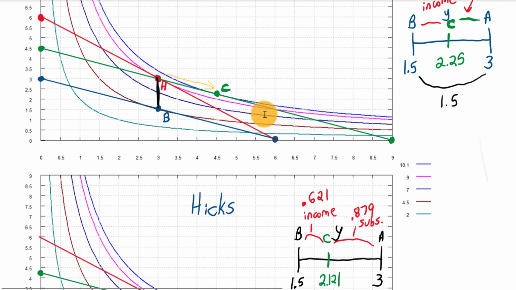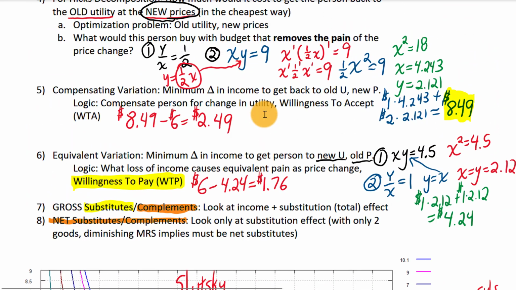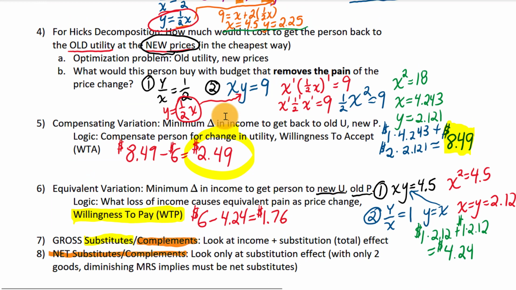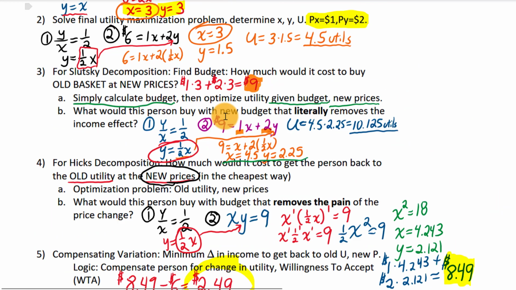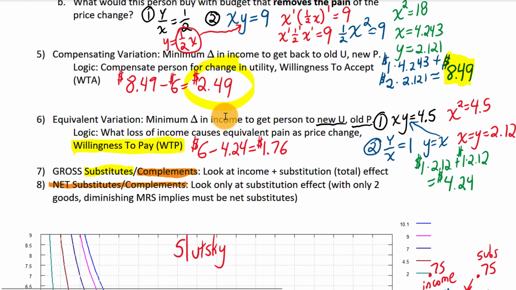Remember that compensating variation we found was going to be $2.49. The Laspeyres price index overestimates that $2.49 that's needed to get the person back to the old utility at the new prices, and calling it $3, just the way that the Slutsky budget is $9, right? Saying that we would need $9 to be able to purchase the same stuff as before. The Laspeyres price index overestimates how much money people need to get back to where they were before, if what we mean by where they were before is at the old utility.